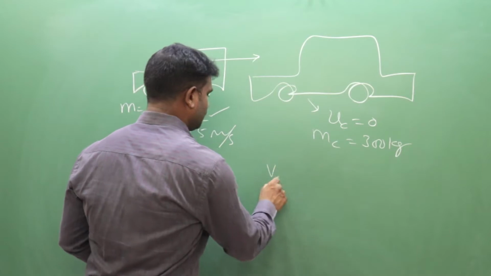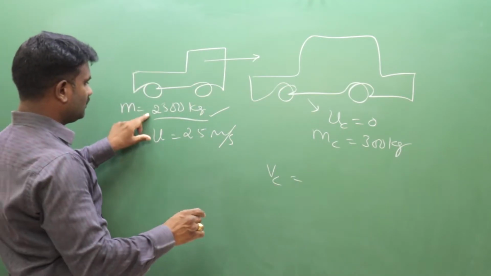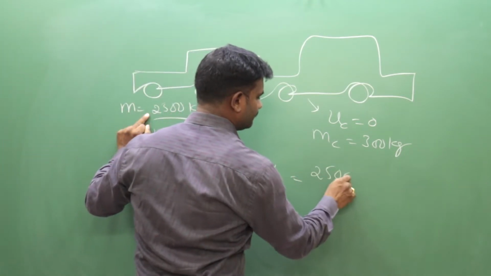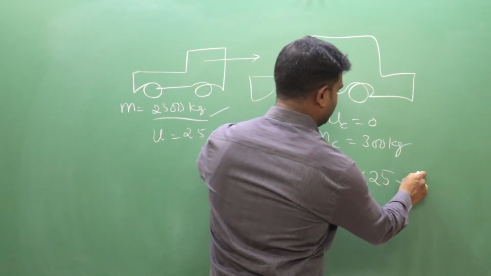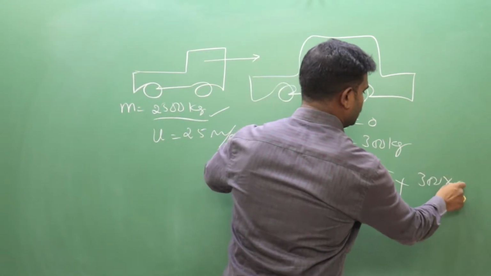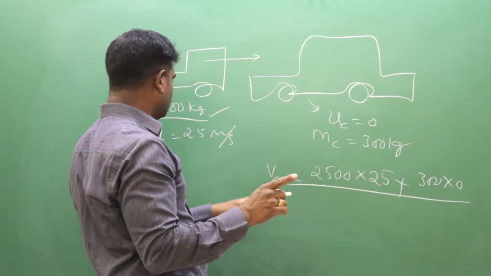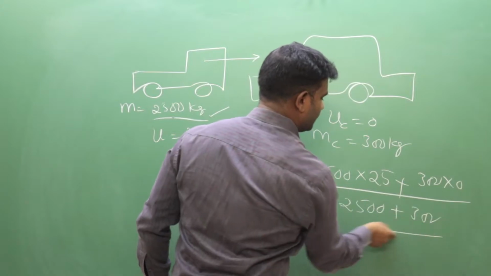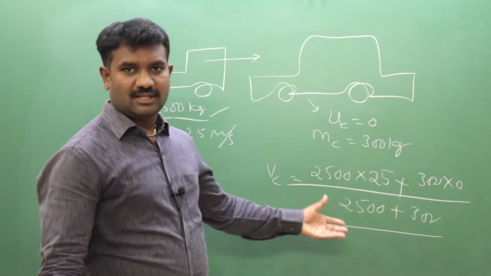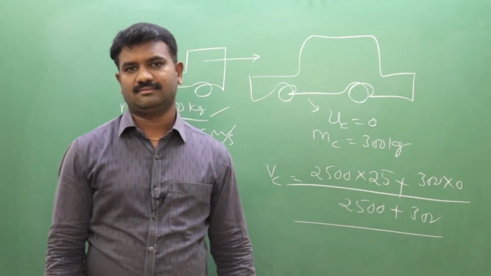So velocity common is equal to m1 u1, 2500, plus m2 u2, that means mass of car 300 into 0, by m1 plus m2, 2500 plus 300. That's all. So you know how to solve this. You solve it, you will get the answer.